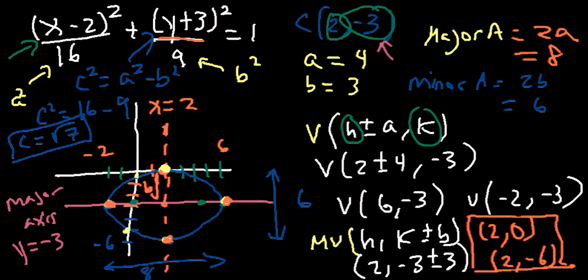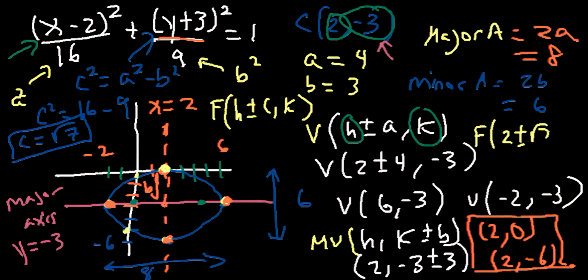So to write the coordinates of the foci, since the major axis is horizontal, you need to add and subtract c to the x coordinate of the center. So the equation for this particular graph is h plus or minus c, comma k. So let's see if I can put that here. So the foci is going to be h, which is 2, plus or minus c, which is radical 7, comma, -3.